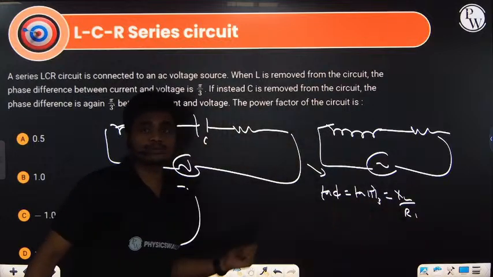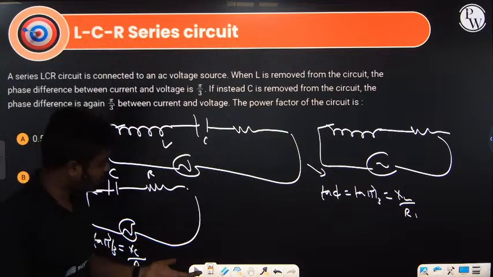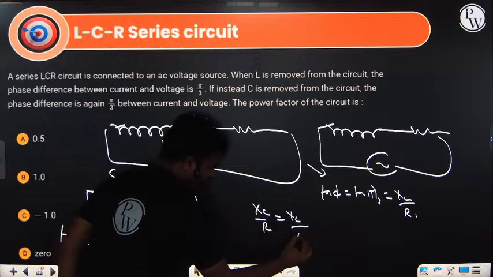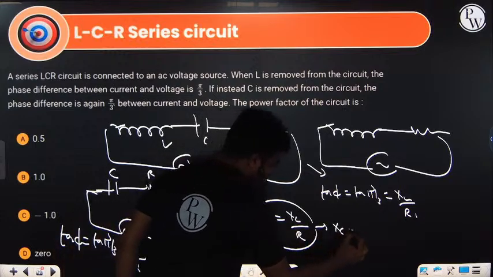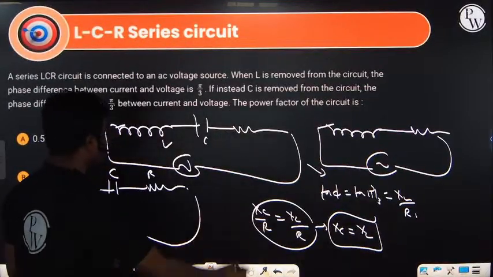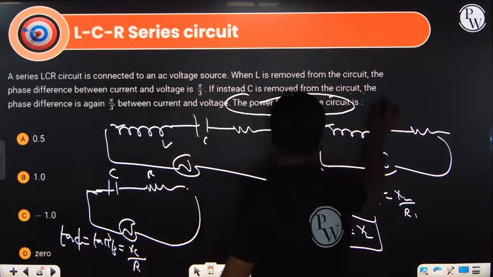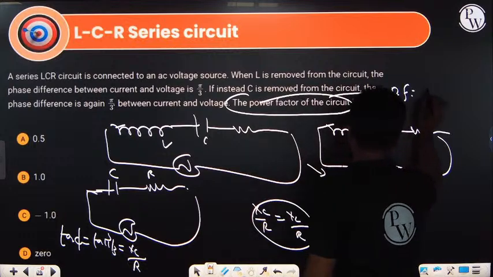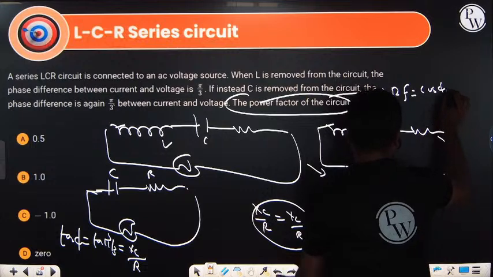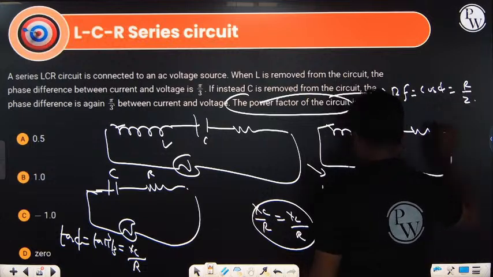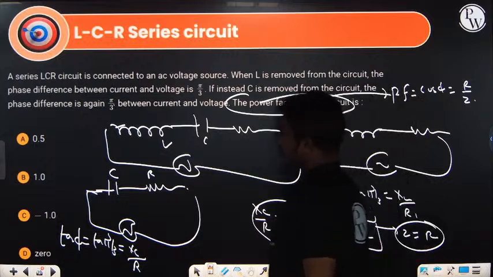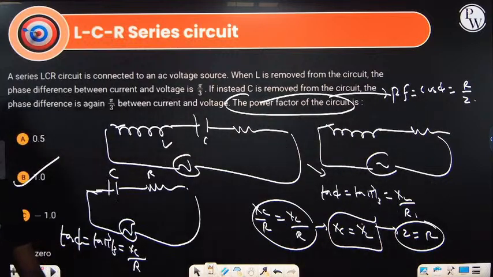Now this one and this one are equal because both have a pi by 3 phase difference. So I can write XC by R equals XL by R, and from here we get XC equals XL. When this condition is satisfied, what is the power factor? The power factor is unity, because it is cos phi, which is R by Z, and this is resonance. In resonance we have Z equals R, so the power factor is unity, that is 1.